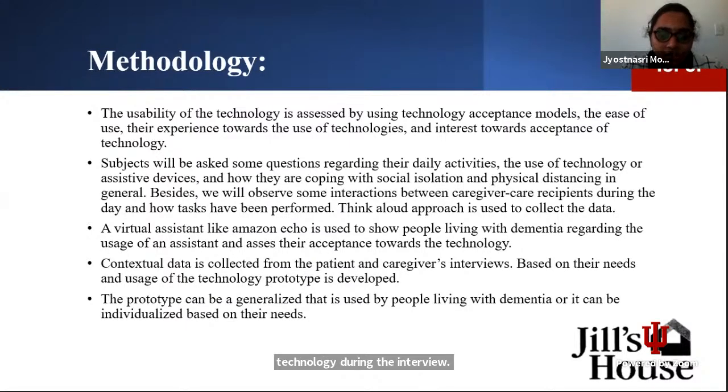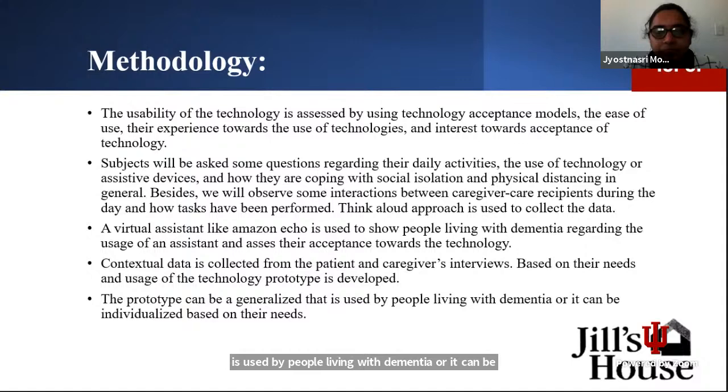Contextual data is collected from the patient and caregiver interviews based on their needs and usage of the technology, and a prototype is developed. The prototype can be generalized and used by people living with dementia, or it can be individualized based on their needs.